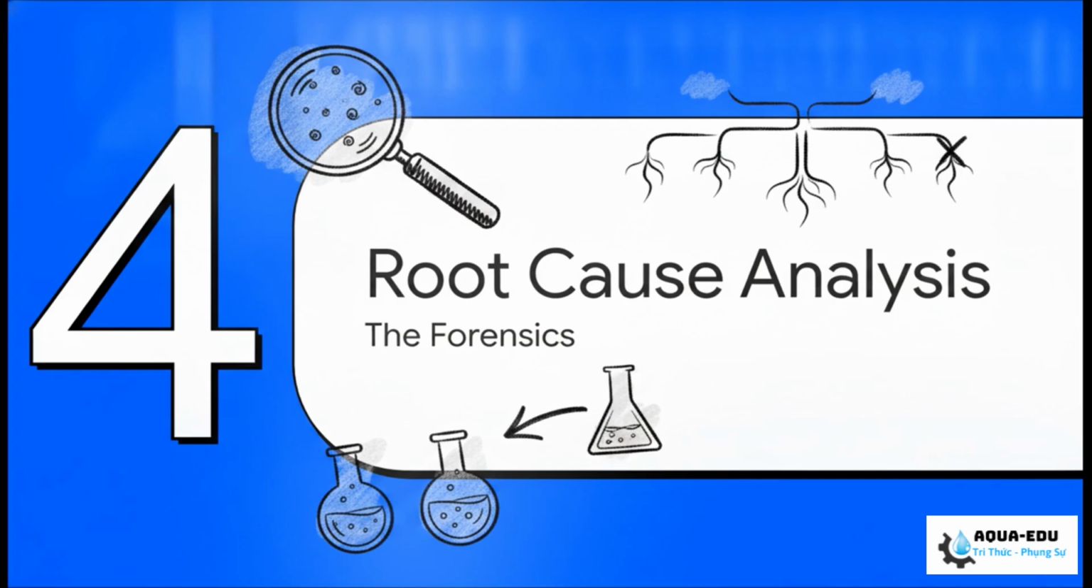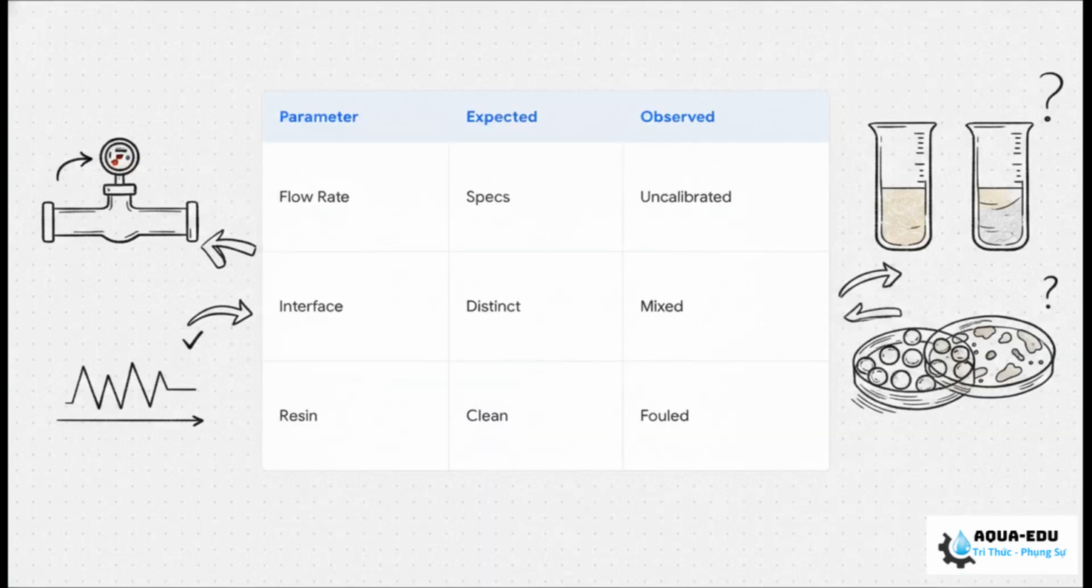Let's do some forensics. A rigorous, honest comparison of your expected plant parameters against the observed reality is the true hallmark of a veteran operator. You've got to pull out your system's design specs and compare them line by line with what's physically happening out there on the floor. Is your flow rate actually what the screen claims it is? Is that resin interface a distinct line, or is it a blurred mess?